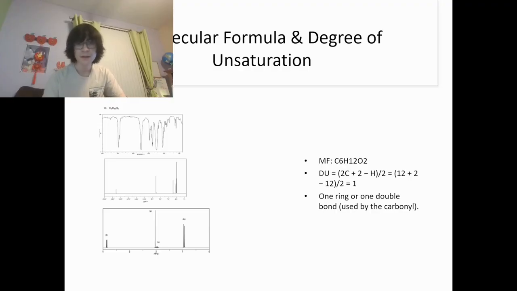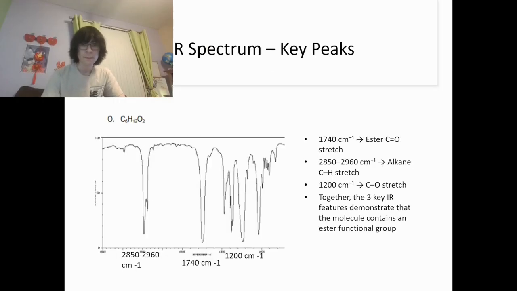So this means that the structure contains either one ring or one double bond, which basically limits the possible structures that you will get in the end. So yeah, now we're going to be talking about the IR spectrum and its key peaks.